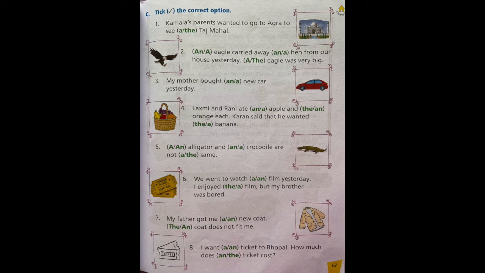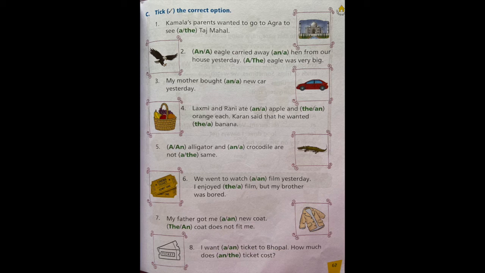Number 2. Dash eagle carried away dash hen from our house yesterday. So before eagle we write an eagle carried away. For a hen what do we write? A, because H, her sound, is consonant. An eagle carried away a hen from our house yesterday. Dash eagle was very big. Now we are talking about that particular eagle which we have already spoken about. So what we will tick here? The eagle was very big.